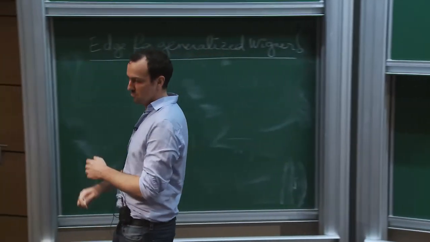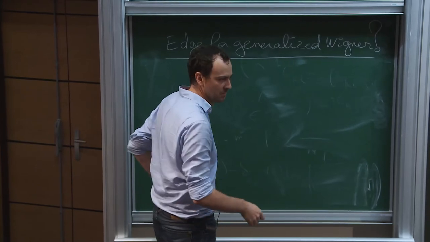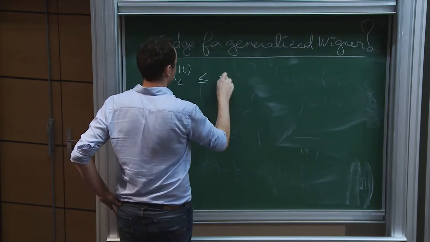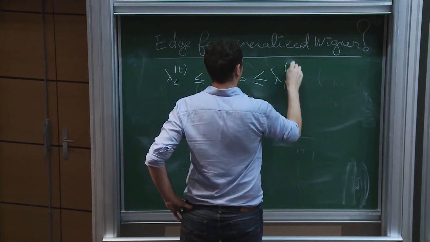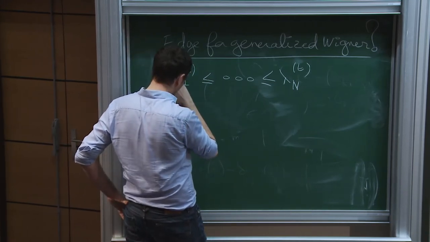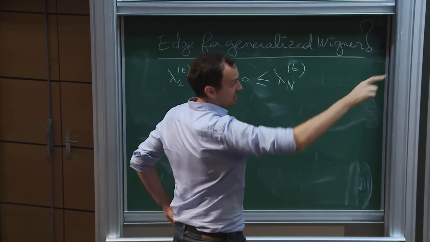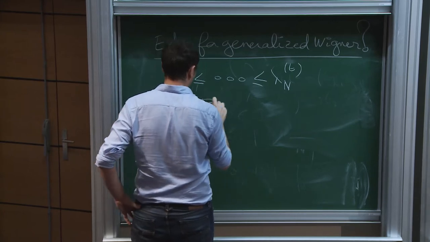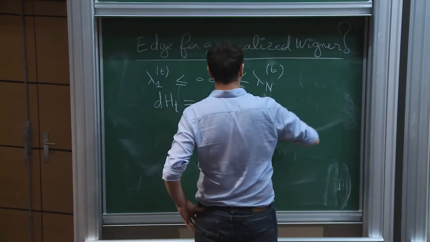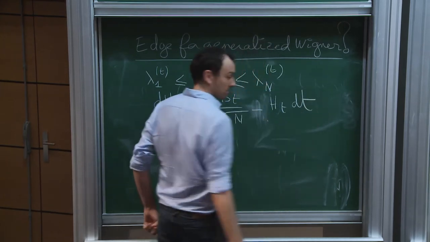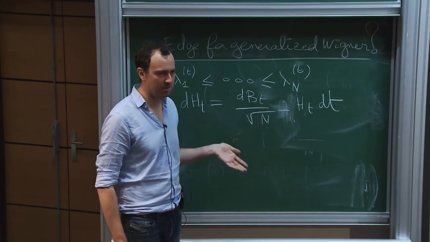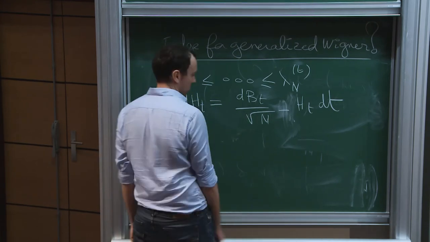So how do you do that? Now you really go to the dynamics, Dyson Brownian motion, in terms of eigenvalues. Remember that I order my eigenvalues along the dynamics. You still consider this dynamics here, so dHt is dBt over square root n. So I still consider this one. And now I want to see what is the induced dynamics on eigenvalues. So, theorem.